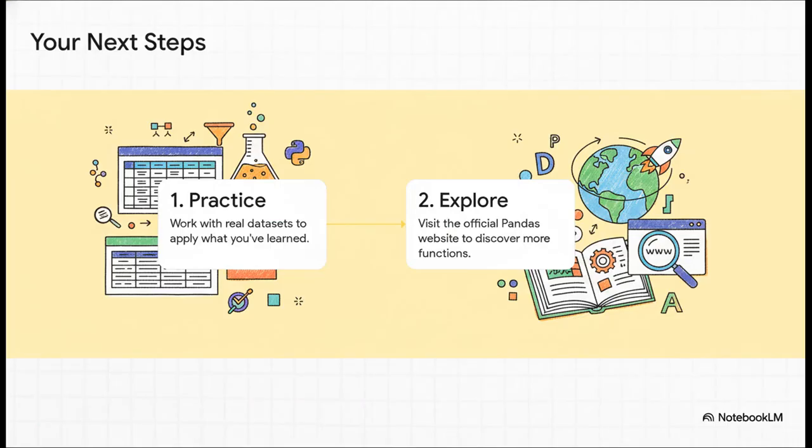So, what's next? It's simple, really. First, you've got to practice. Find a dataset online about something you love. It could be sports, movies, finance, literally anything, and just start playing with it. And second, explore the official Pandas website. The documentation is fantastic and will show you hundreds of other things you can do.